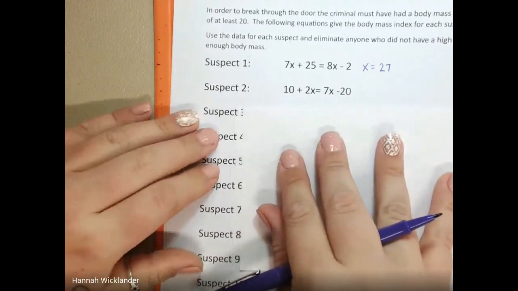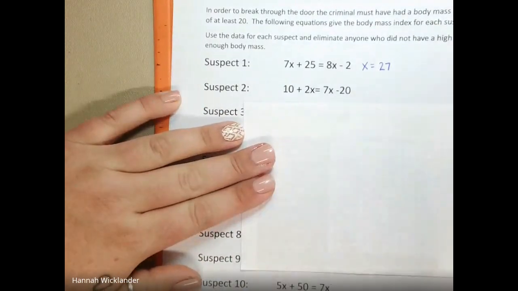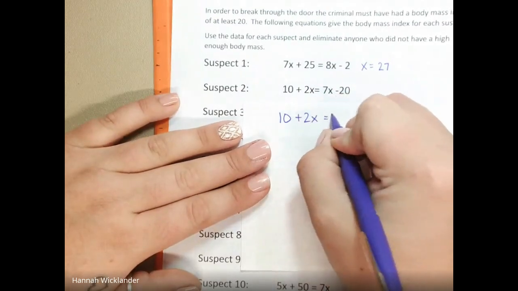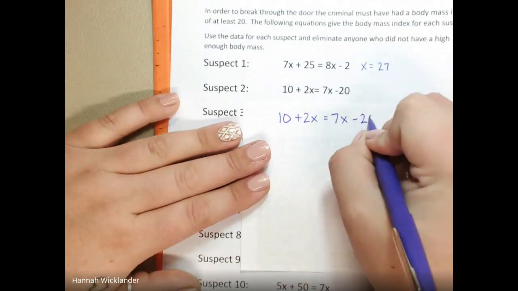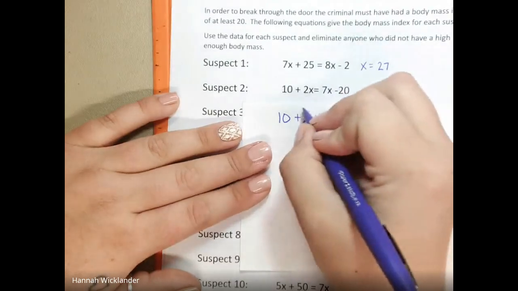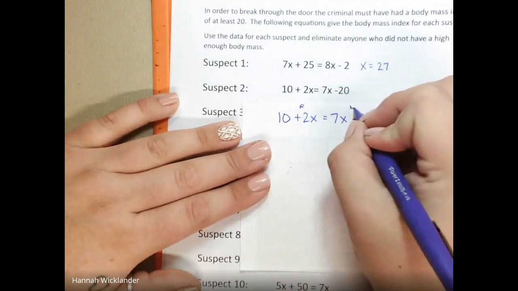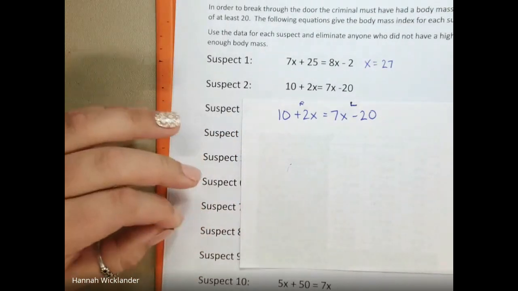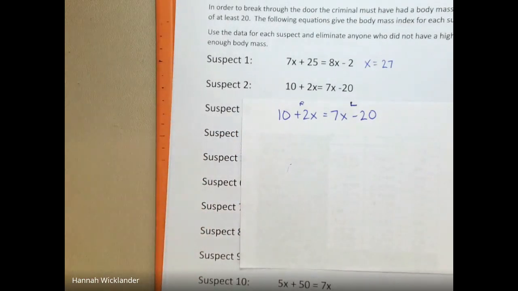Okay, so moving on to number 2, I have 10 plus 2x equals 7x minus 20. So this is the right side of my equation, and this is the left side of my equation. Which side should I move the variables to, the right or the left? You guys tell me and I will do that. Either one is the correct answer. But tell me which one you want me to do, right or left.